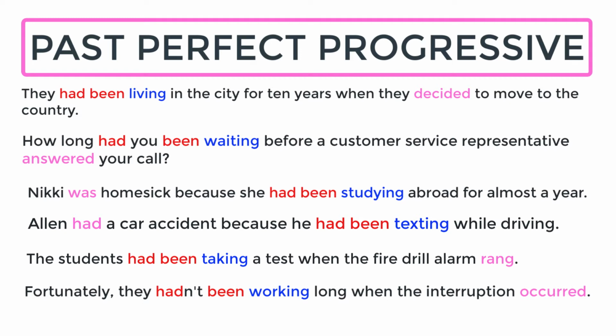We also use time expressions. These sentences show duration of something that happened in the past. They show cause and effect actions, and they also show actions that started in the past and ended at another point in the past.